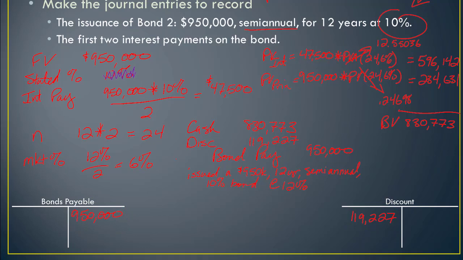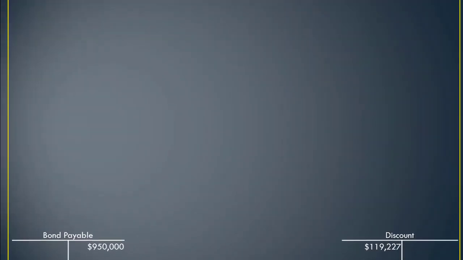Let's go ahead now and do our interest expense entries. And there's really 3 steps to those, and we're going to walk through each step one at a time. So this is my first payment. And step number 1 is to get the carrying value or the book value, whatever you prefer. To do that, I take the face value of the note, 950,000, minus the discount. If it was a premium, I would add it, but with a discount, I subtract.